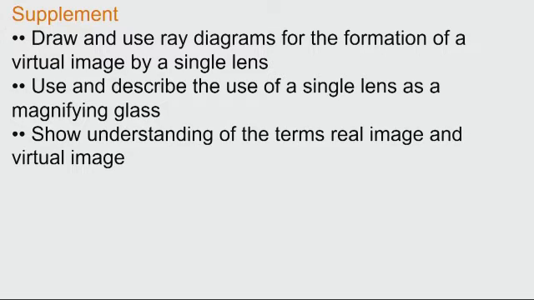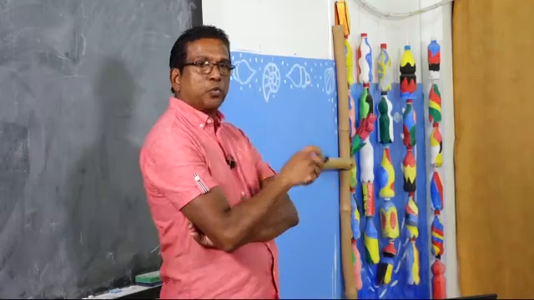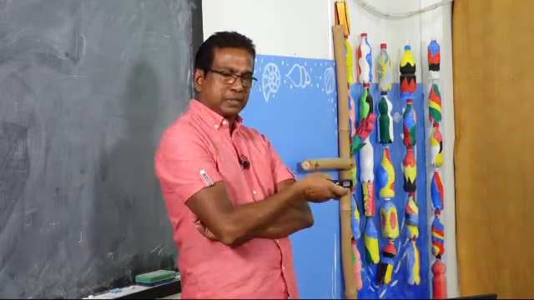Now, what is a lens? A lens is a piece of glass or plastic. You do have plastic lenses also, which refract light in a predictable and useful way. You can refract light the way you want it by designing your lens.